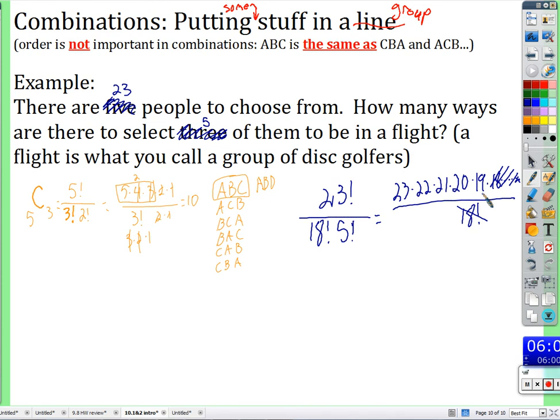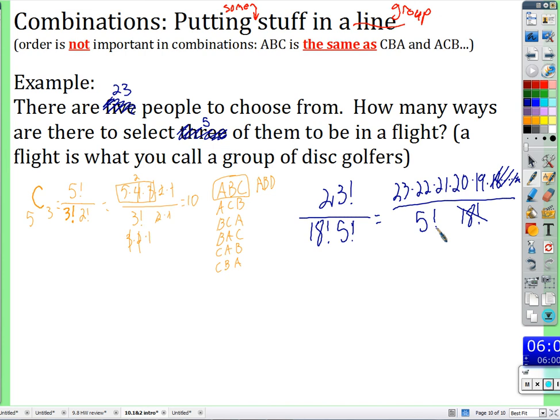But that's too much. We don't care about what order they go in. We just want to know how many groups there are. Well, how many redundant groups does that make? It makes as many as however many ways you can arrange 5 people. How many ways can you arrange 5 people? So use our new vocabulary. In 5 factorial ways. So we divide by 5 factorial.